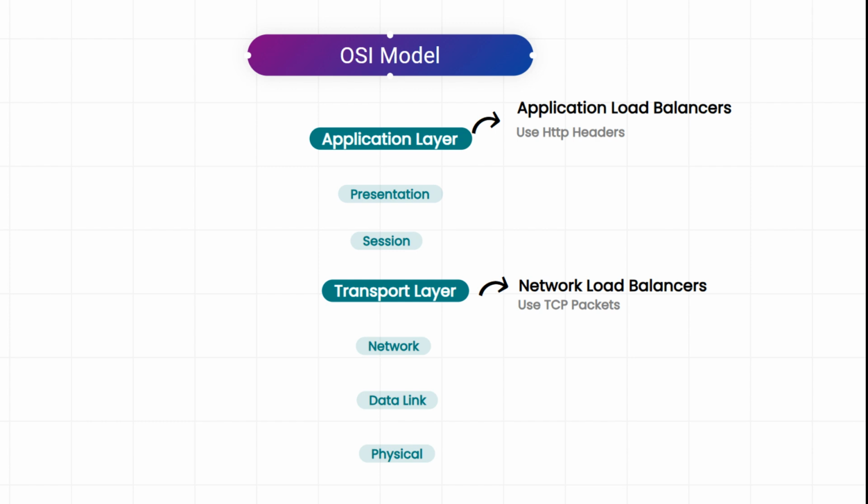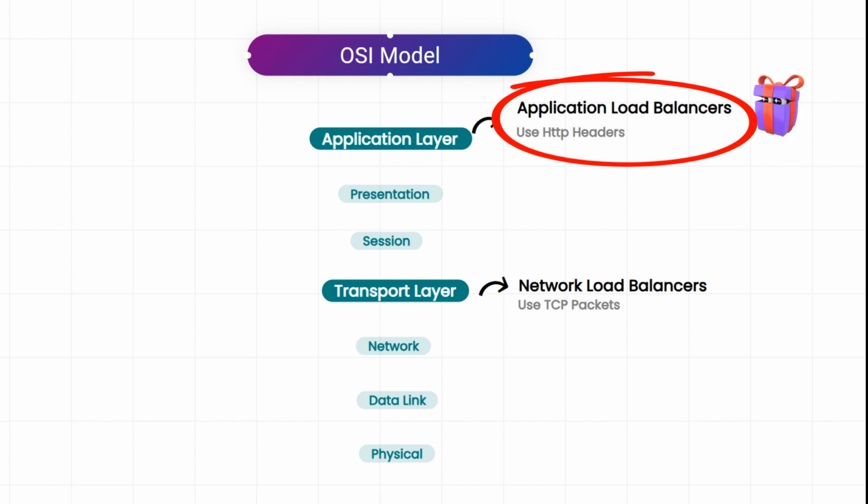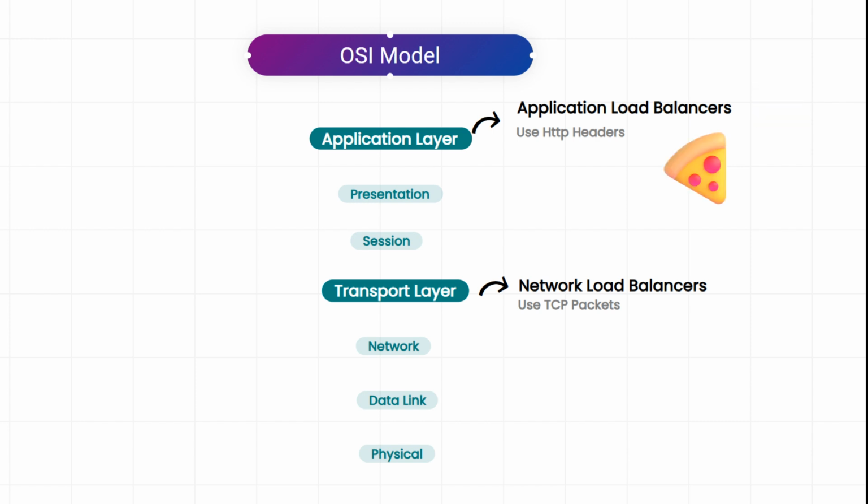Now, let's level up. Meet the Layer 7 load balancer, the smart waiter of the internet. This load balancer works at the application layer, which means it actually looks inside the request before deciding where to send it. Let's go back to our pizza restaurant analogy. If you order a vegetarian pizza, the waiter makes sure it's prepared at the right station. If you order extra cheese, the waiter directs it to the right chef who specializes in custom orders.